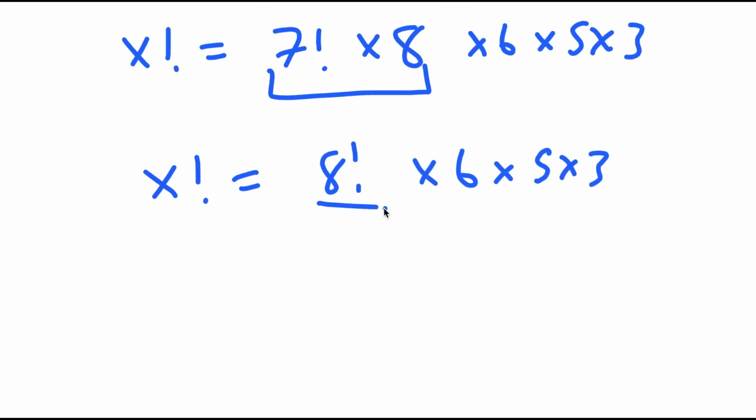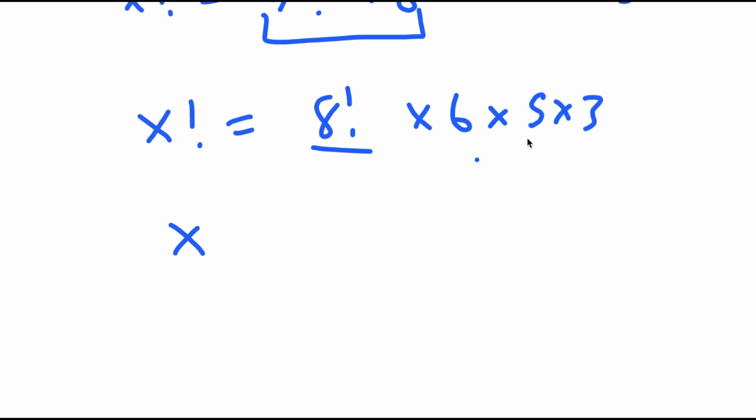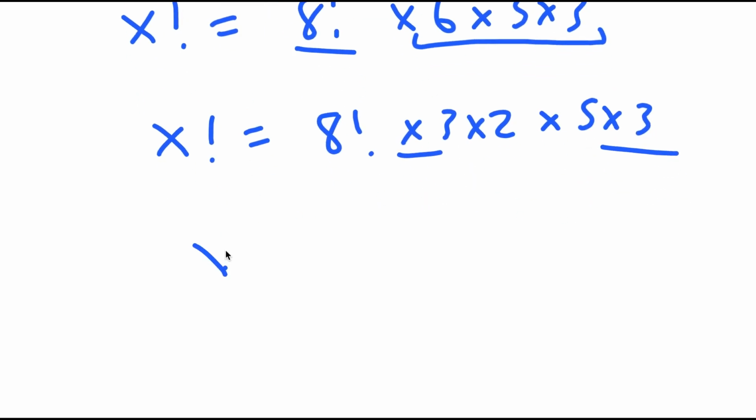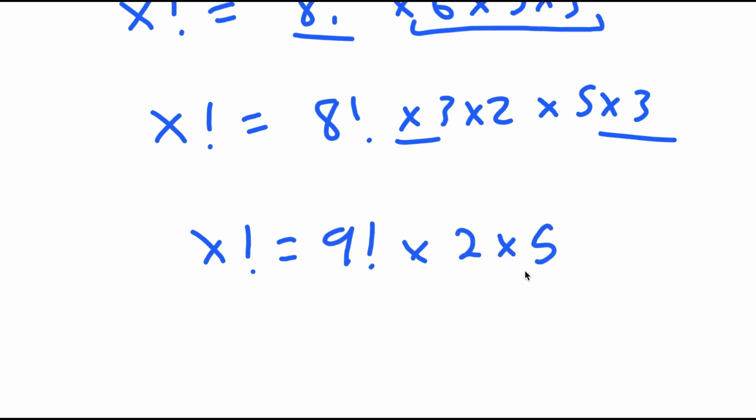Now, what do we need to make 8 factorial 9 factorial? We need to multiply it by 9. And can we make 9 from these numbers? We can, because 6 is the same thing as 3 times 2. So now I have 3 times 3 here, which is 9. So now I get 9 factorial times 2 times 5.